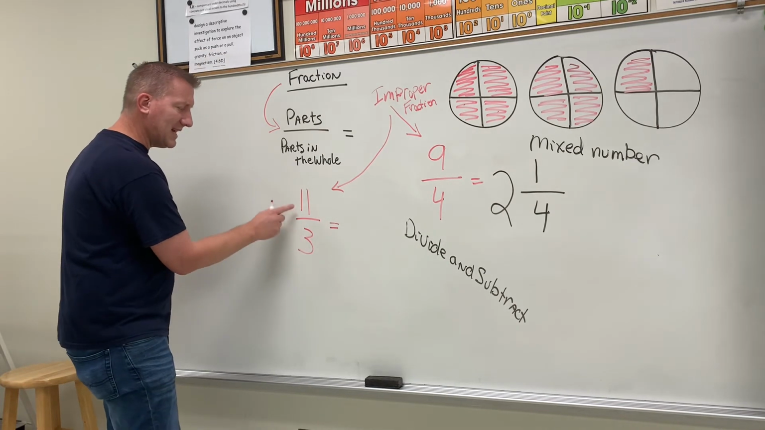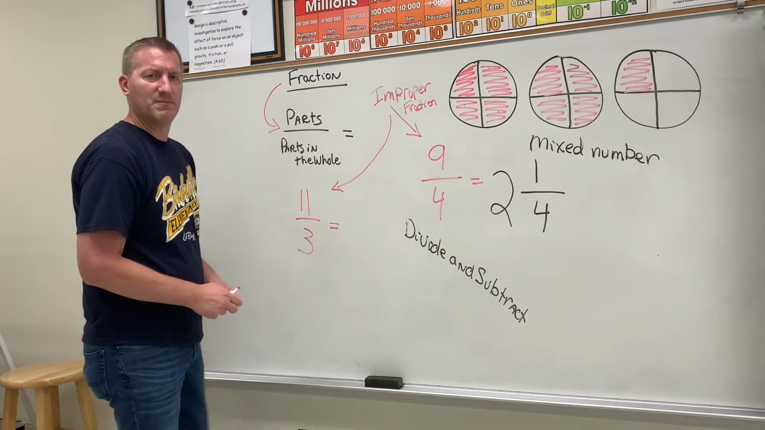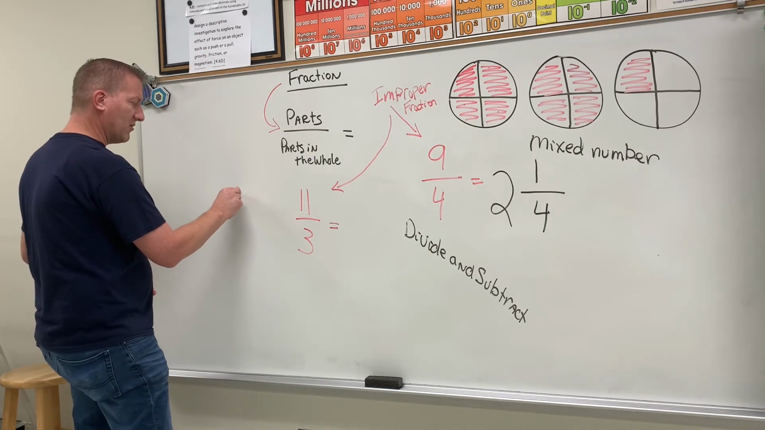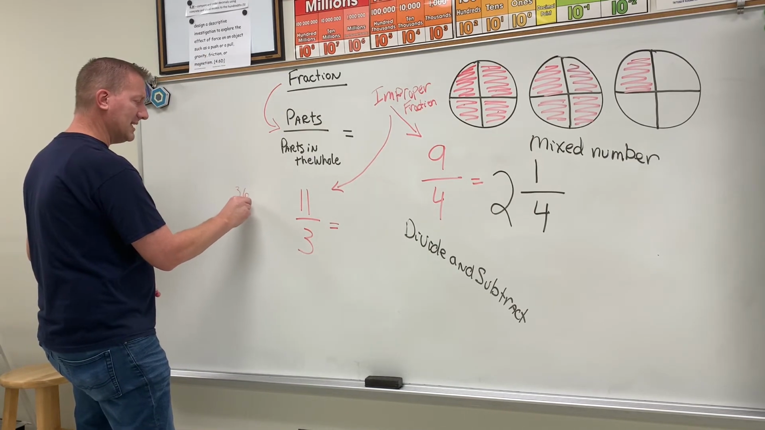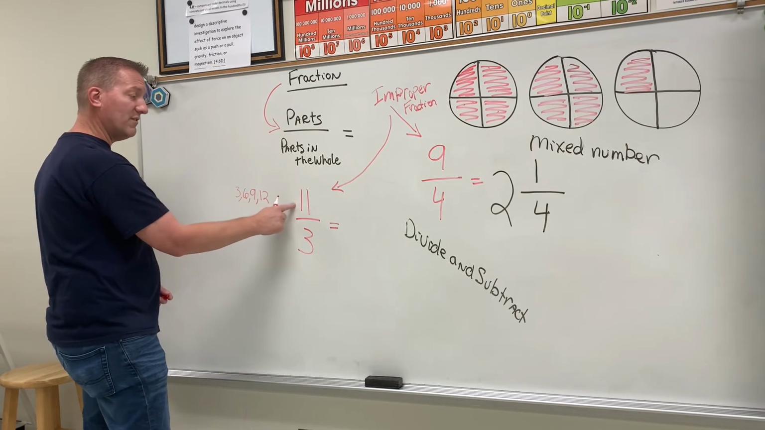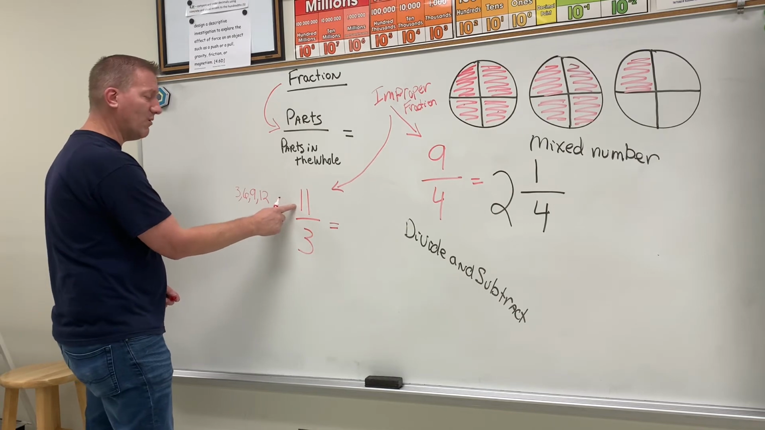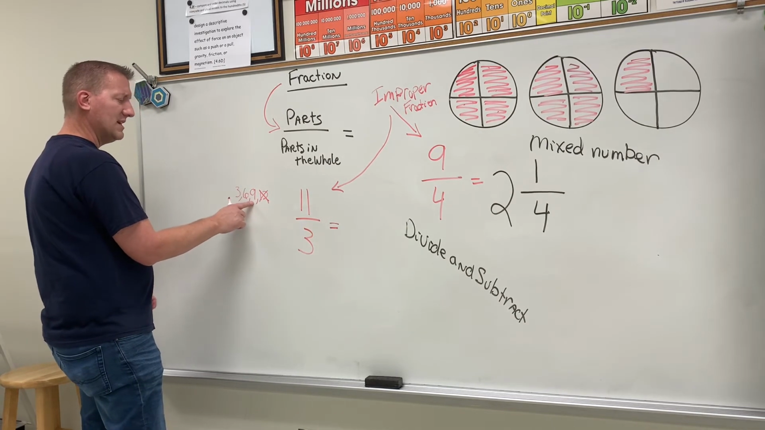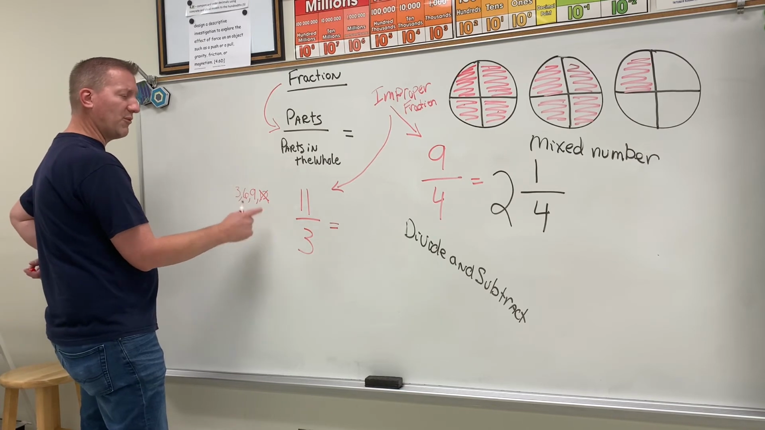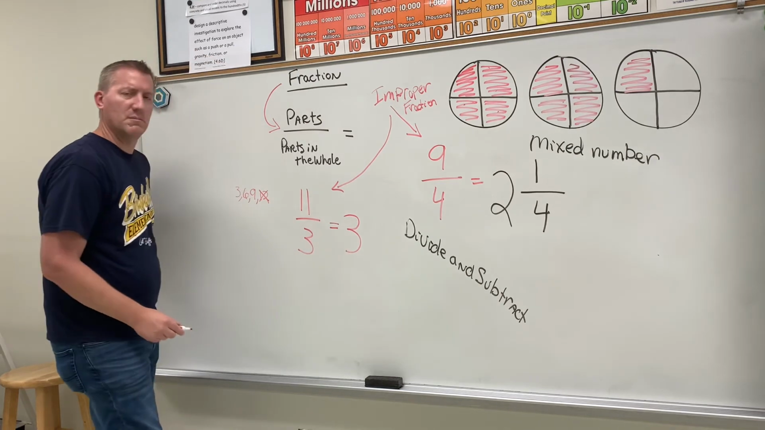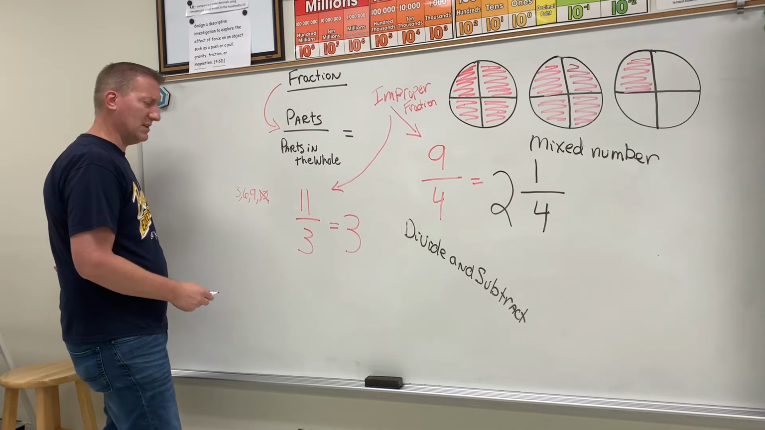So how many times does 3 go into 11? Well, come over here and let's skip count. 3, 6, 9, 12. Well, 12 is too much, right? We can't go over that number. So let me cross out the 12. So it goes in 1, 2, 3 times. So 3 is my whole number.